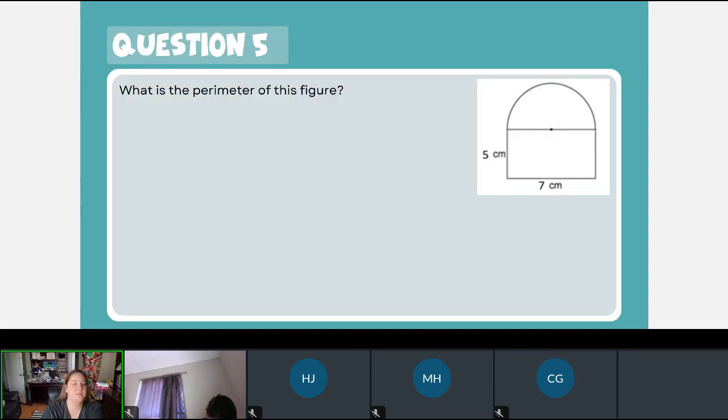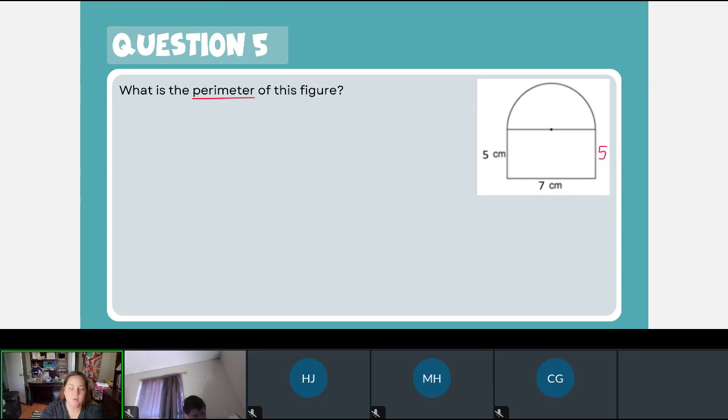Here's number 5. This is, what is the perimeter of this figure? So we're finding perimeter here. Remember, perimeter means the distance around the outside of a shape. So based off that information, what do we already know about rectangles that can tell us what this side equals? What does this little side equal? Based on the information they already gave us. Yes, it's the same as its opposite side. So this would also equal 5.